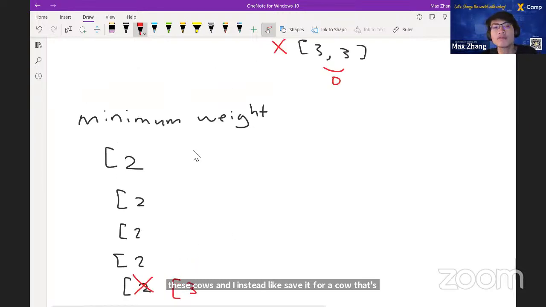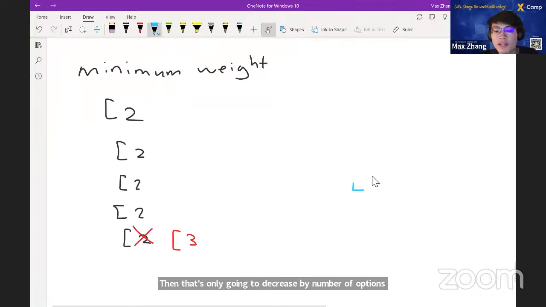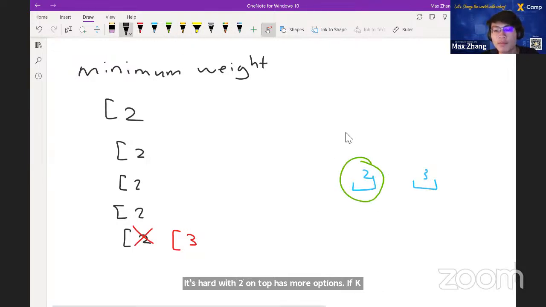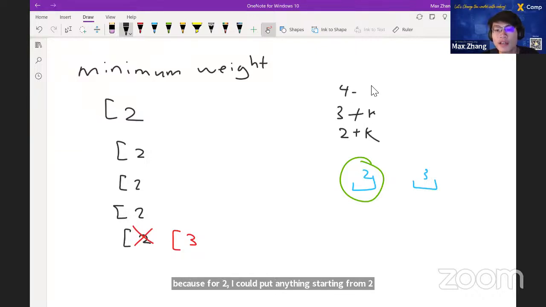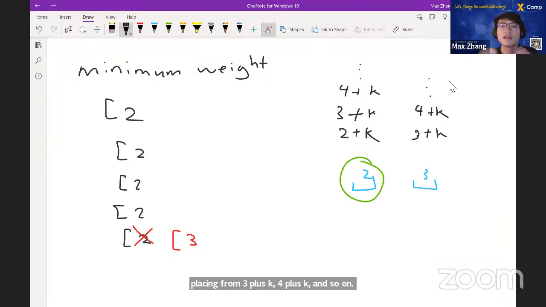Then that's only going to decrease my number of options in the future, right? Because a tower that has 2 on top versus a tower that has 3 on top, the tower with 2 on top has more options. If k was... for 2, I can put anything starting from 2 plus k, 3 plus k, 4 plus k, and so on and so forth. But for 3, I can only start placing from 3 plus k, 4 plus k, and so on. And so from a greedy perspective, I want to minimize the tops of these towers, right? So that's the first bit of greedy intuition we might have.